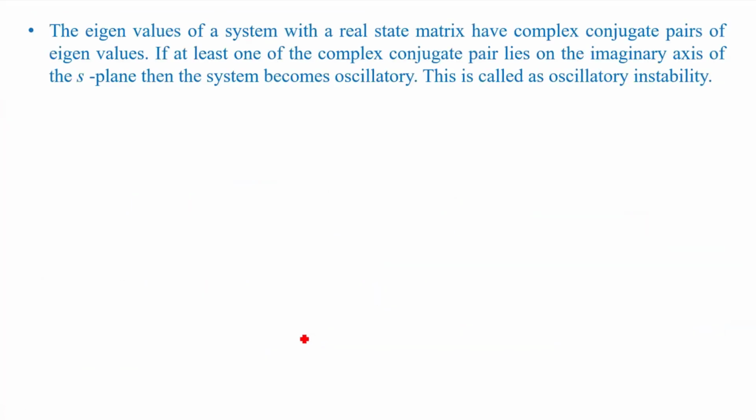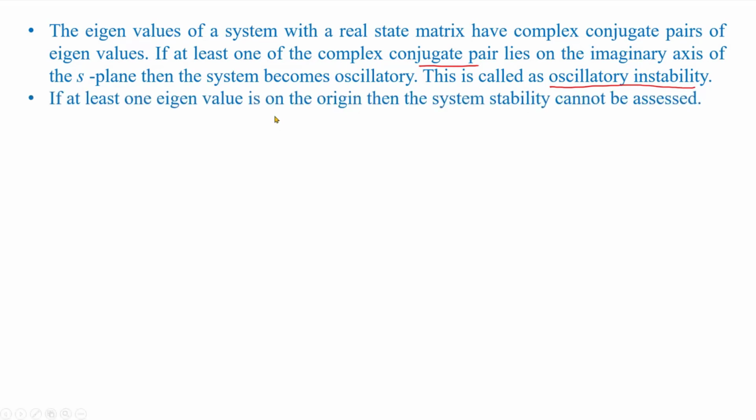Also, the eigenvalues of a system with a real state matrix have complex conjugate pairs, and if at least one of the complex conjugate pairs lies on the imaginary axis of the S-plane, then the system becomes oscillatory. This is known as oscillatory instability. Sometimes, when this oscillation is not properly damped, the system becomes unstable. Finally, if one of the eigenvalues lies at the origin, then the system stability cannot be assessed. We have already seen this.